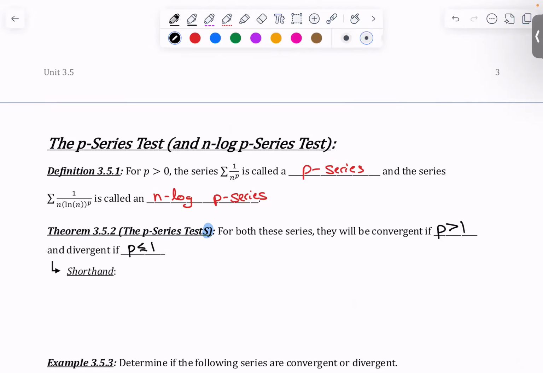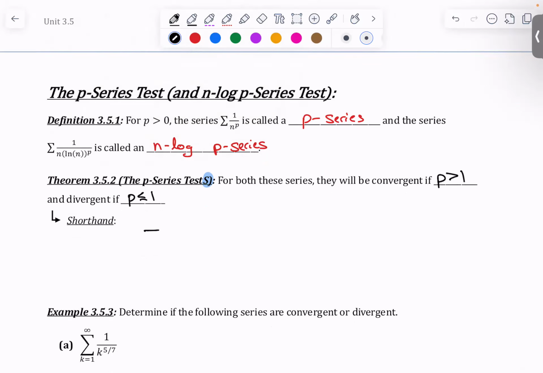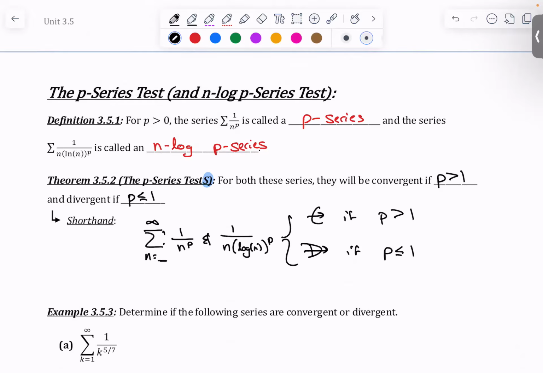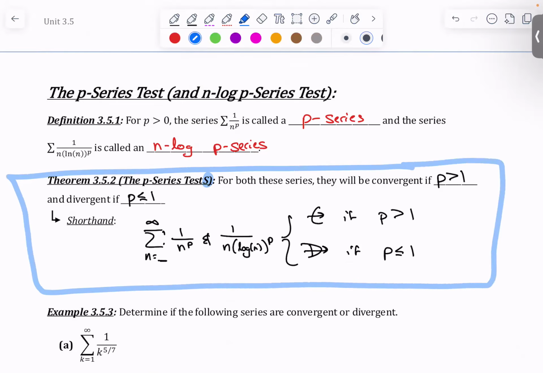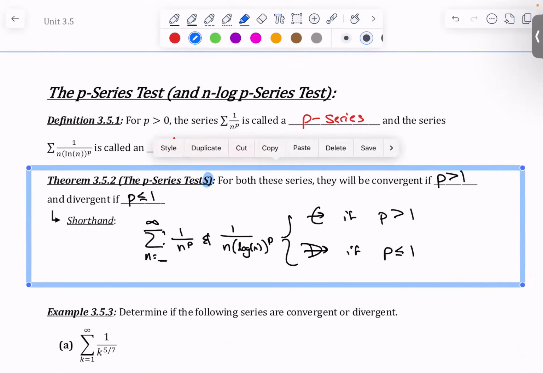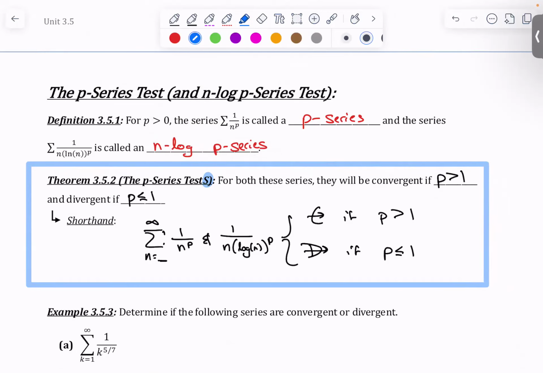So the shorthand is that the series from n equals blah to infinity of 1 over n to the p and 1 over n times log of n to the p are convergent if p is greater than 1, and they are divergent if p is less than or equal to 1. That's the shorthand version. That is the next series. How do you think you prove that?